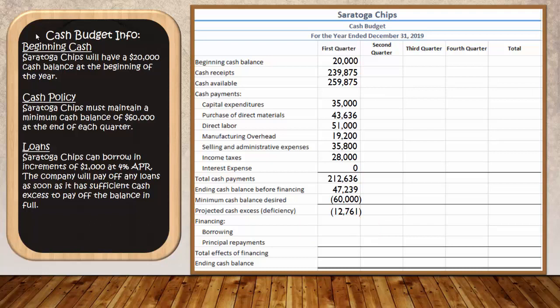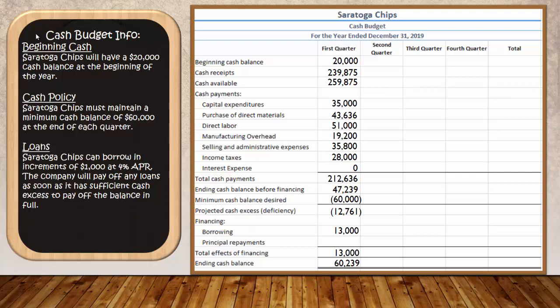How much money are we going to have to borrow? Well, we can only borrow in increments of $1,000. So the next multiple of 1,000 that's going to give us enough cash to cover our cash deficiency is $13,000. We don't have any principal repayments right now, which means that our total effects of financing is we're going to borrow that $13,000. Well, we add that $13,000 that we borrowed to the $47,239 that we had in cash, we come up with an ending cash balance of $60,239, which is more than our $60,000 requirement. So for right now, we have enough cash to meet our minimum.